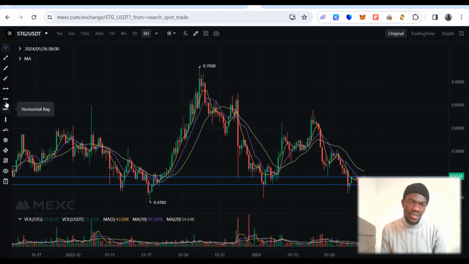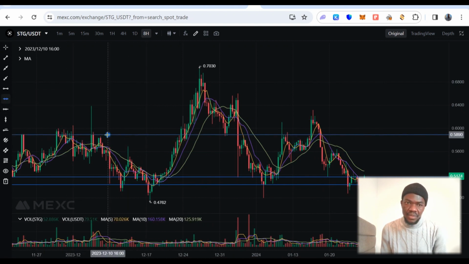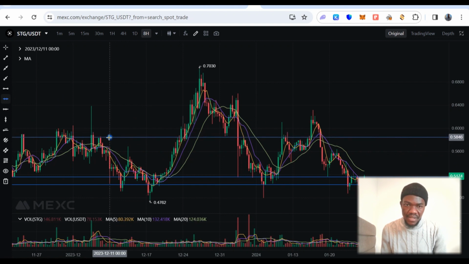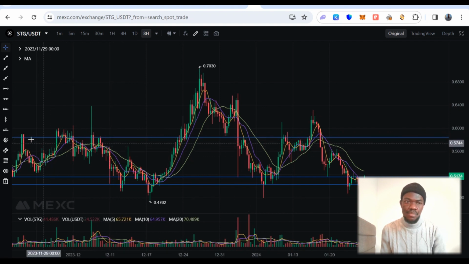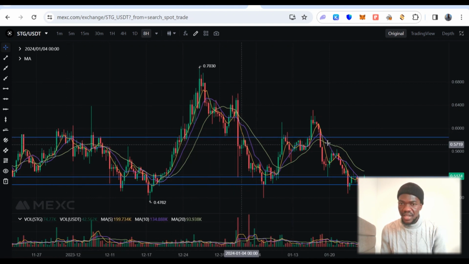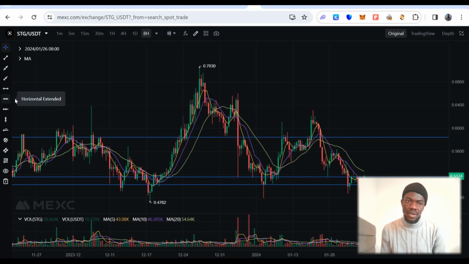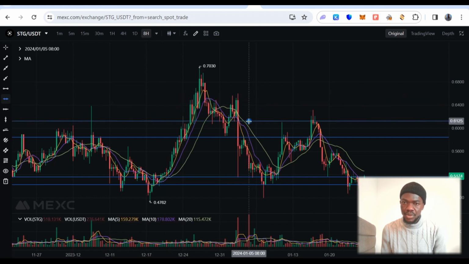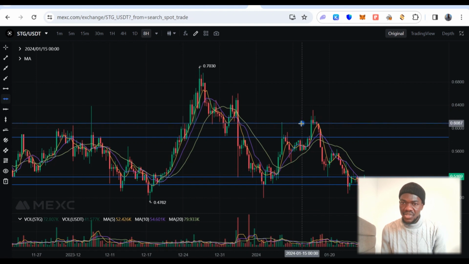So the first for my local top is within this area. That's my first within this area. So that's where you see most of the actions in this market happened, within this area. Okay. So you can create as many extended horizontal lines as possible. Okay. So this is where most likely the next is going to be.